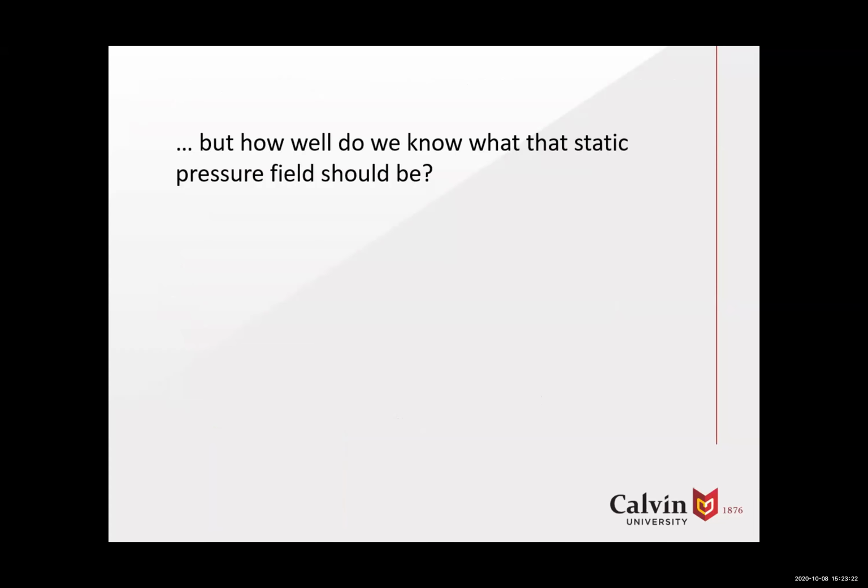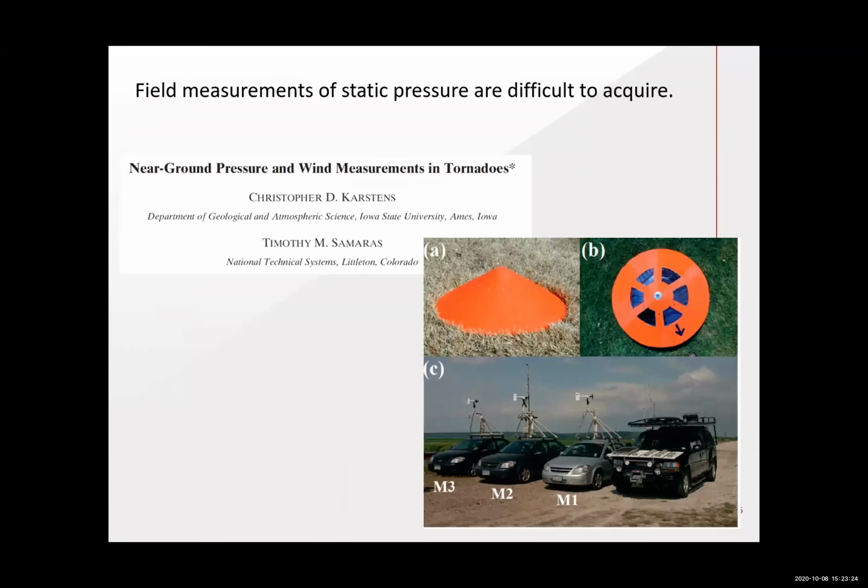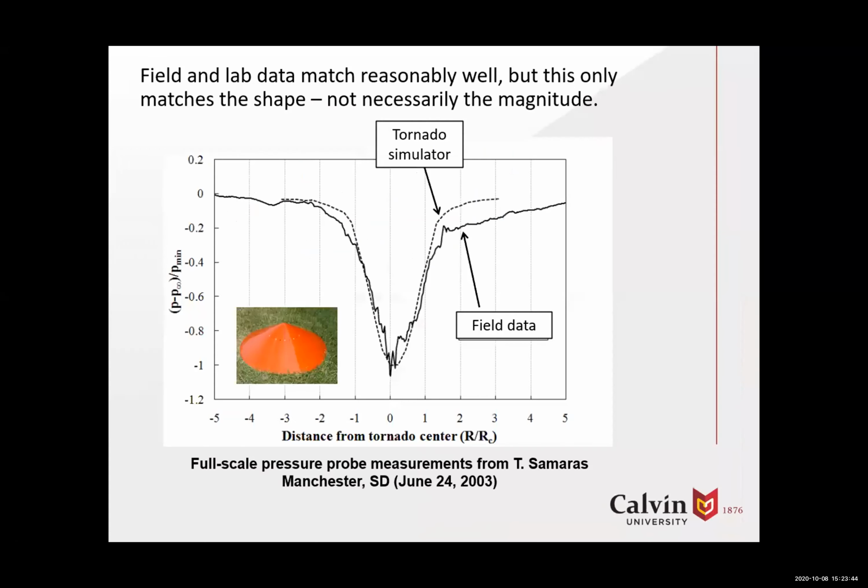If we try to do field measurements to find out what those are, there's some great work that Frank was just talking about. I think some more data will be coming, but they're not easy. It's not easy to get this, especially given the scale of tornadoes and how difficult it is to get things in the way of them. Tim Samaras did some work like this. Field data from Tim and lab data from Iowa State match reasonably well, but basically this is just matching the shape and not the magnitude of these pressures.